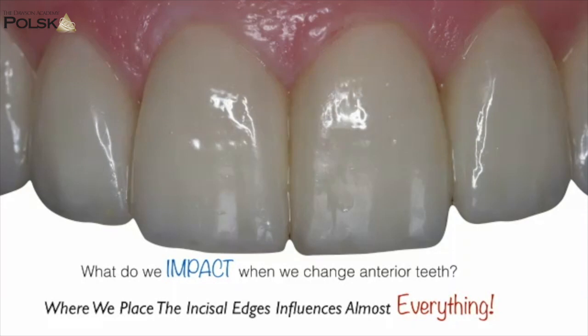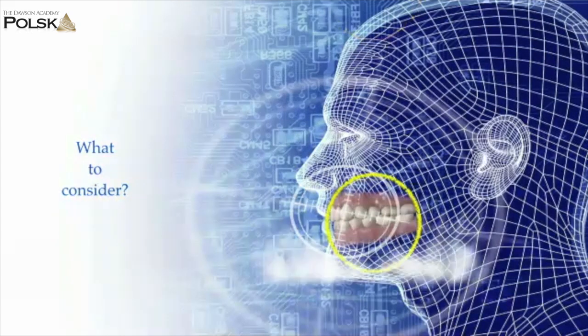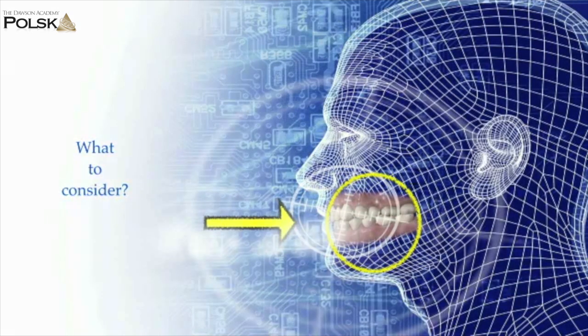So we're changing our centric contact on the anterior teeth, envelope of function, anterior guidance. So everything is changing when we work on anterior teeth. So what we have to consider is anytime that we're working on teeth, we have to understand that teeth are functioning within a system.